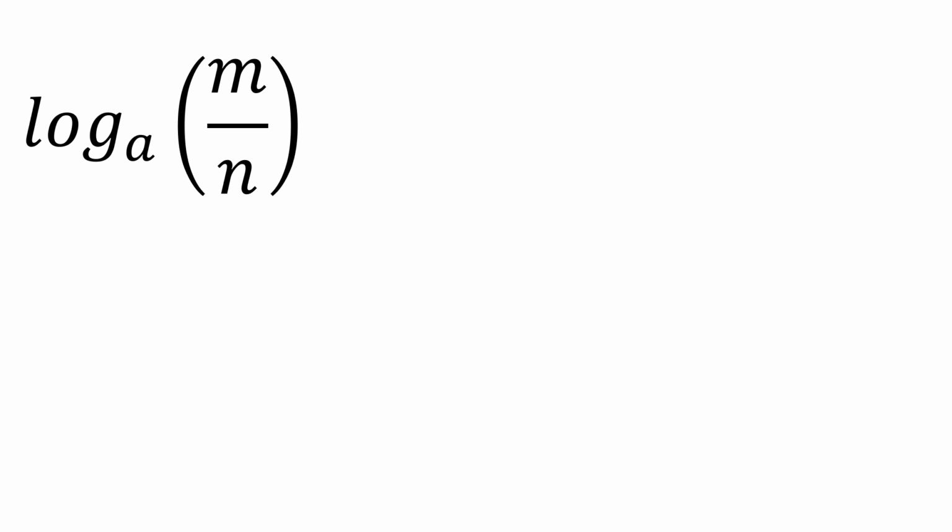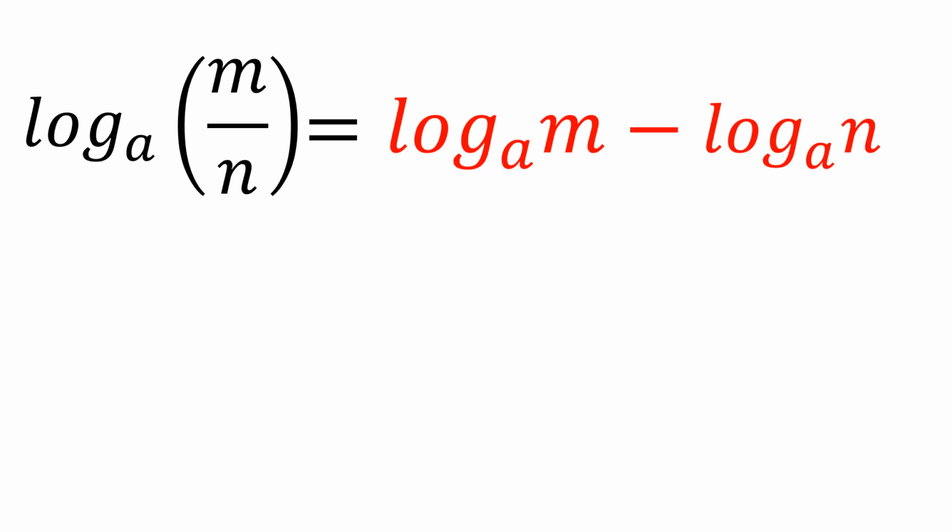Another property of logarithm is the quotient property. It's called quotient because the argument is the result of dividing two numbers. In this case, we have log of m divided by n to the base a. What the property is saying is that you can separate it as a difference, meaning the operation becomes subtraction. So it's composed of two different logarithms, log of m to the base a minus log of n to the base a.